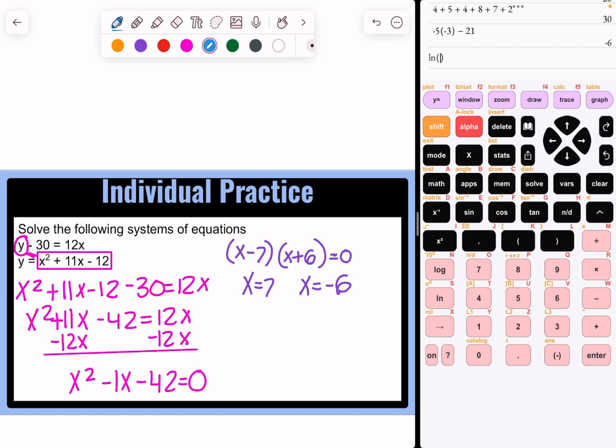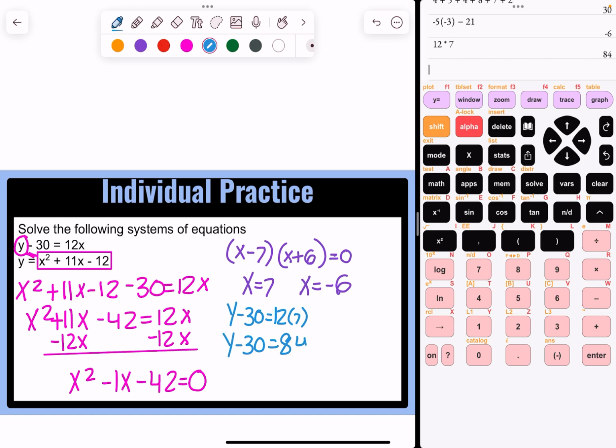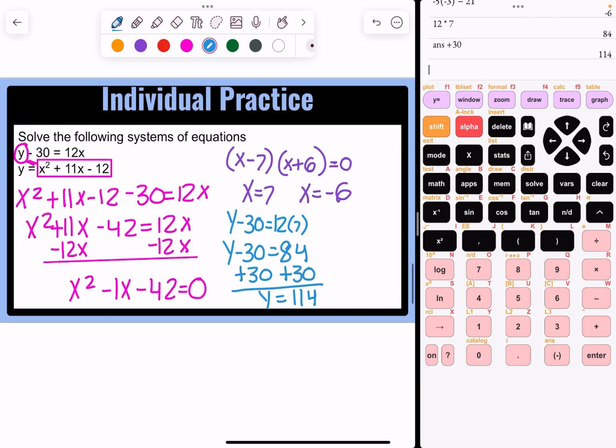Alright. Now we have to solve it. I'll use the one, y minus 30 equals 12x, where x is 7. So that'll be y minus 30 equals 12 times 7, which is 84. And to get rid of the minus 30, we're going to add 30 on both sides. So we will get y equals 114. So that point would be 7, 114.